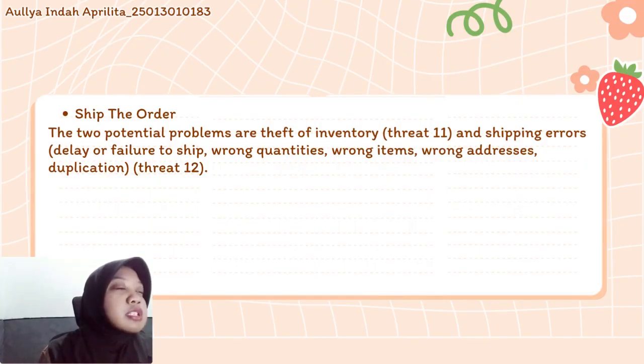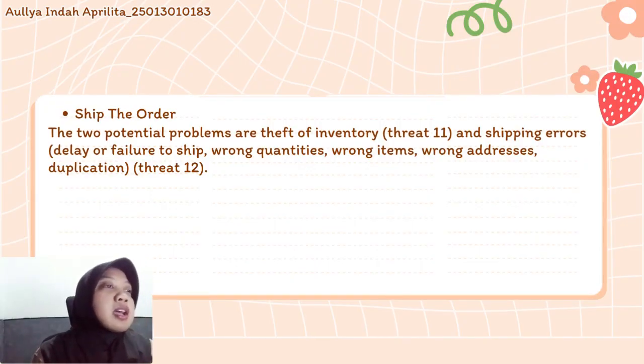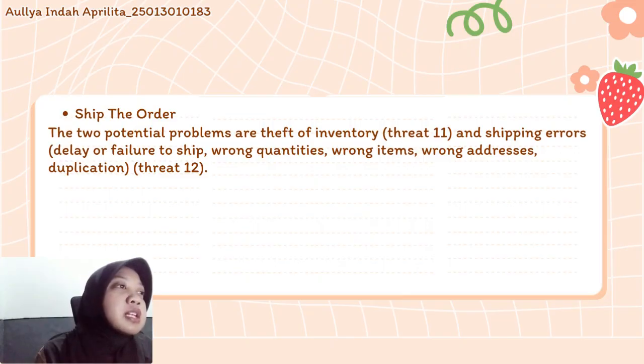The controls used to prevent threat 12 from table 14.1 are 12.1, reconciliation of shipping documents. It is to match the sales order, picking list, and packing slip. And then 12.2, use of RFID to identify delays. It helps monitor shipment status. 12.3, data entry via barcode scanners. It is to reduce manual input errors.